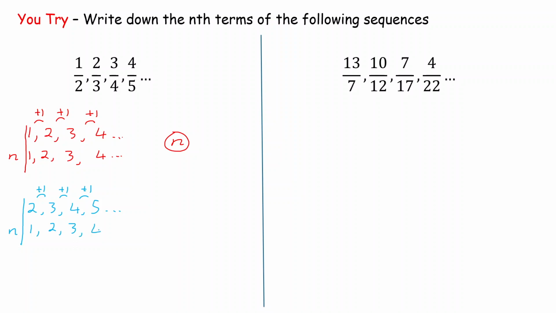1, 2, 3, 4, so on and so forth. But this time, to get from n, which is 1, 2, 3, 4, to the sequence we want, 2, 3, 4, 5, we've got a plus 1 each time. 1 plus 1 is 2, 2 plus 1 is 3, 3 plus 1 is 4. So I've got to add on 1 to each of my terms to get the sequence that I want. Okay, so my nth term is going to be n plus 1 for the bottom one, n plus 1.